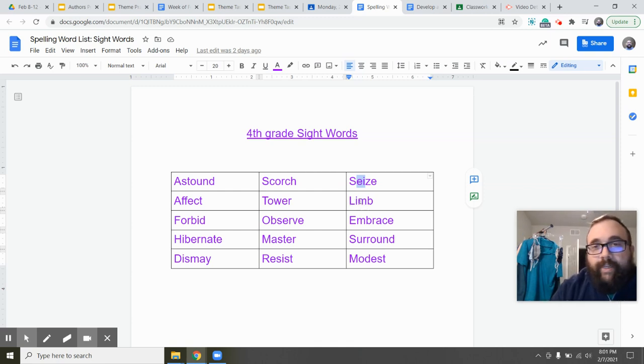limb. Look at that silent B right there. Limb. Okay, embrace. Brace. Pay attention to that. Embrace, surround, modest. Okay, guys, have fun practicing these. Practice every day, okay? Every single day, you shouldn't make below 100 every day.